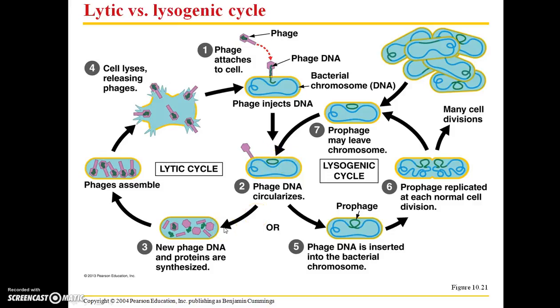So if it enters the lytic cycle, the third stage is that the new phage DNA is synthesized within the cell. So the phage uses the bacterial host cell's own organelles to make its DNA. So the DNA is synthesized within that bacterial cell, and then the proteins can be made from that DNA. And then within that bacterial cell, complete phages assemble, so it has basically successfully reproduced here. And then the host bacterial cell lyses or bursts, and it releases these phages.